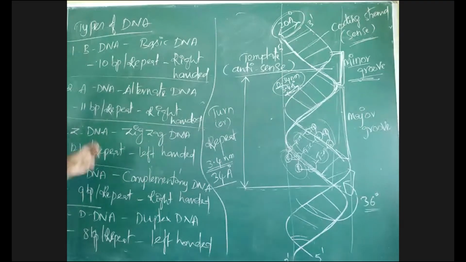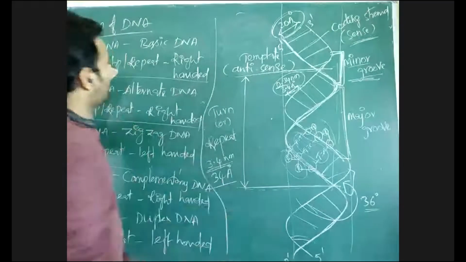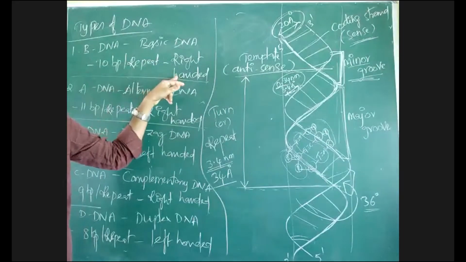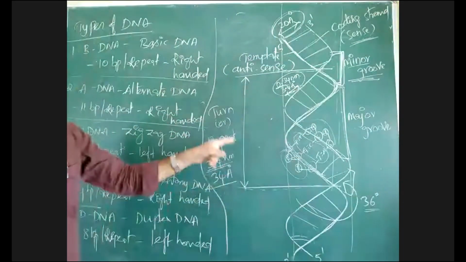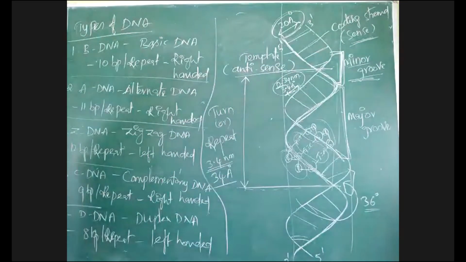Wait, I will explain this, then we will go further. bDNA stands for basic DNA, which has 10 base pairs per repeat, and it is a right-handed helical structure. In this repeat, there are 10 base pairs. That is bDNA, the Watson-Crick double helical form.